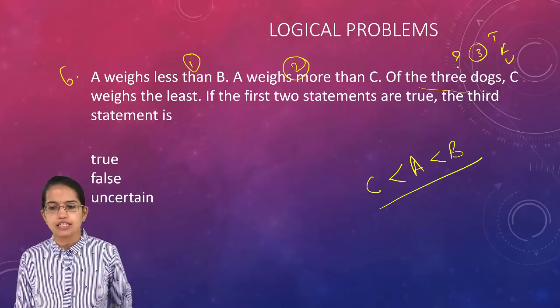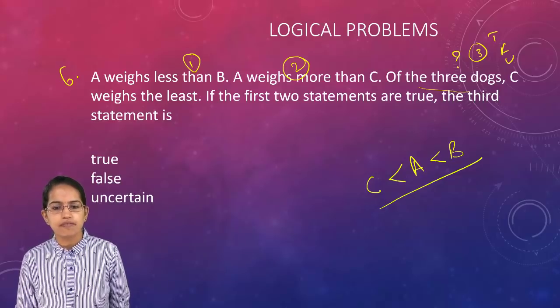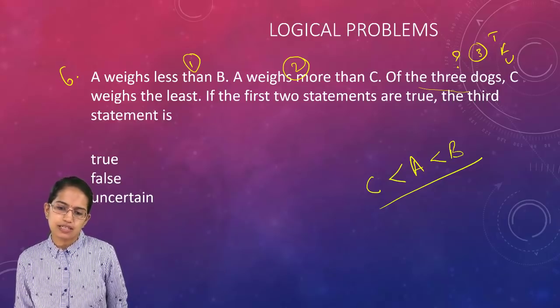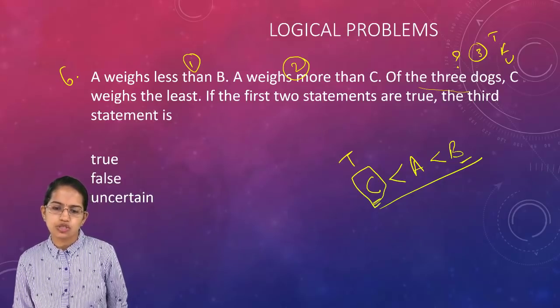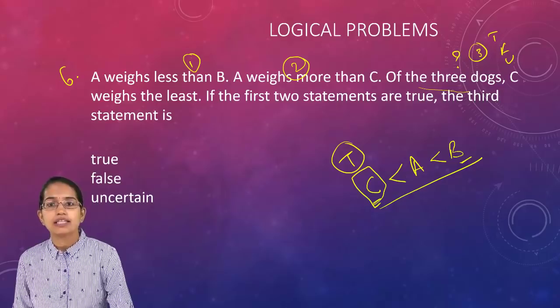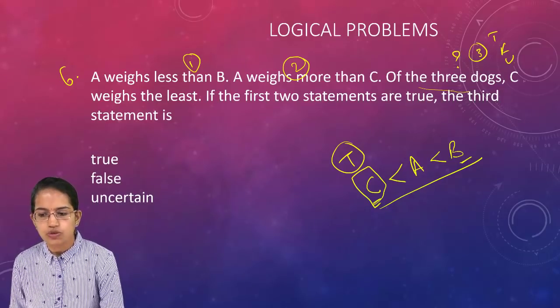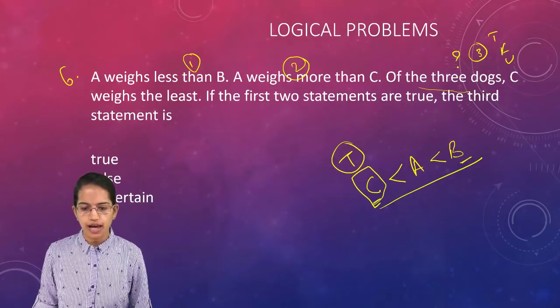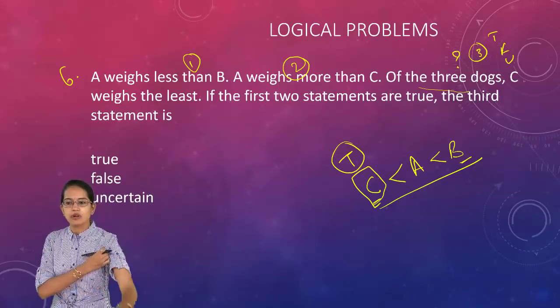The statement says, of the 3 dogs, C weighs the least. Now definitely these are the 3 dogs, B weighs the most and C weighs the least. So this is true. I can definitely say that this statement is correct. So my answer would be true. So yes, Happy has the right answer here. Good going, Happy. So this is another kind of logical problem.